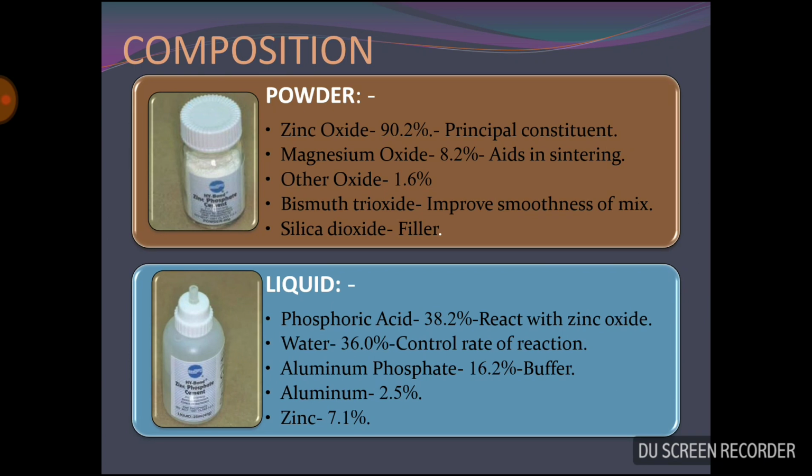silica dioxide, which acts as an inactive filler. Then comes the liquid form, which contains 38.2% of phosphoric acid, which reacts with zinc oxide, and 36% of water, which controls the rate of the reaction, and 16.2% of aluminium phosphate, which acts as a buffer, and aluminium, that is 2.5%, and zinc, that is 7.1%.